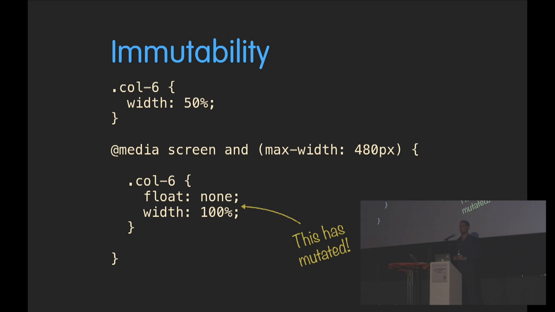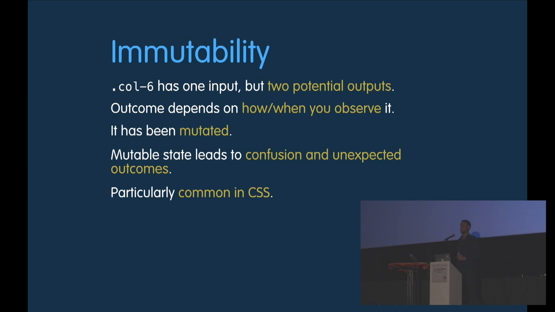We have to memorize a lot of stuff here. Times this by 12 for all the columns in your grid system, times this by every other bit of responsive stuff we've got going on in the project. That's a lot of stuff we have to memorize. So the problem here: col-6 has one input, two outputs. We have to memorize that, and the outcome depends on how and when we observe it. Mutable state leads to confusion, weird side effects, right? We have to memorize the different side effects that might happen if we use something in a different context. And unfortunately, it's really common in CSS. Responsive design is a wonderful approach to building websites, but from a purely technical point of view, it's all designed around mutation. It's all designed around mutating how things behave. It makes things very difficult to debug.